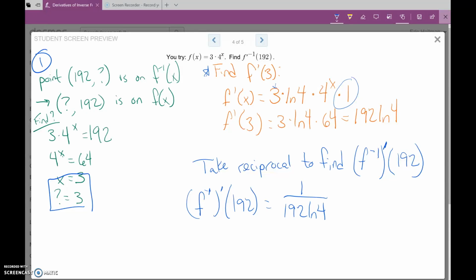Then when I plugged in 3, you get 4 cubed here. That's 64. 3 times 64 is 192. So you get 192 natural log of 4. You can just leave it like that. You don't need to put in a calculator. And then the last step, to find the derivative of f inverse at 192, you take the reciprocal of that. So the final answer is 1 over 192 natural log of 4.